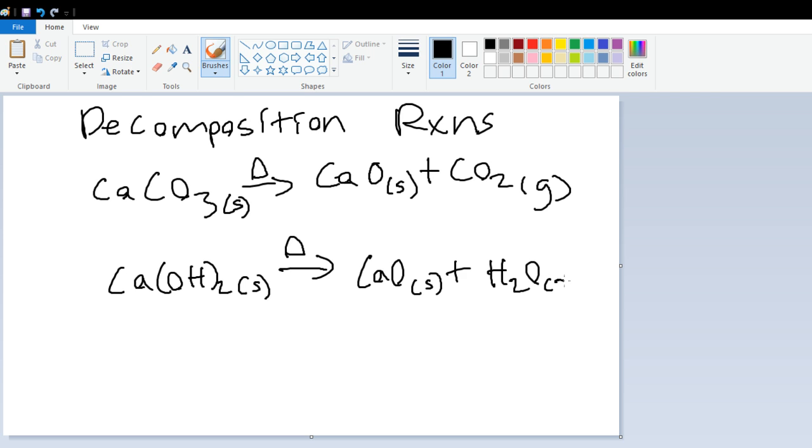Now then, hopefully you memorized these from last time, but these are the decomposition reactions, and they require heat to decompose. So when you're doing the free response, don't forget to add this little heat symbol right here whenever you're doing your decomposition reactions.